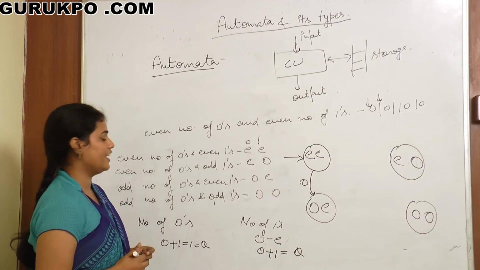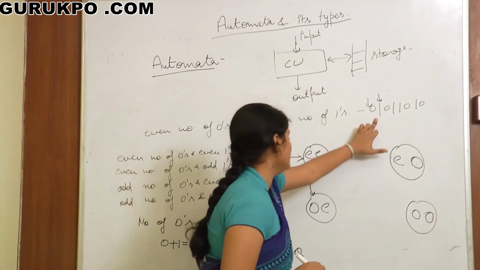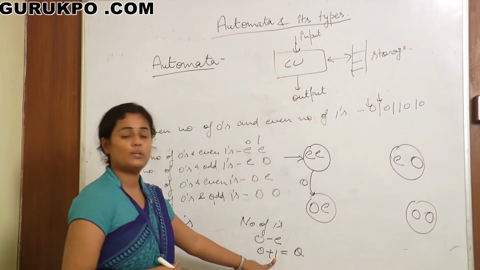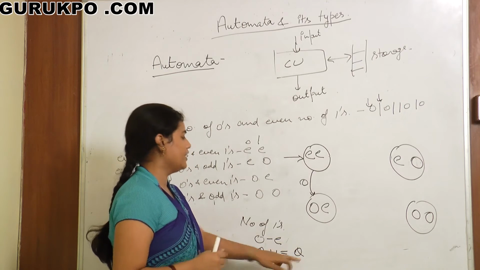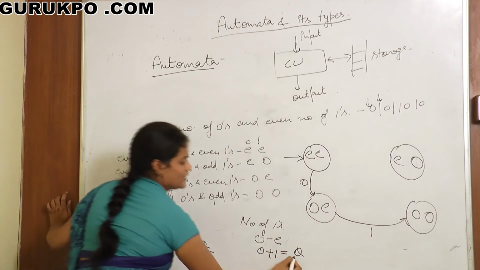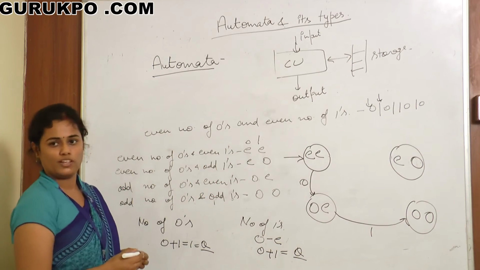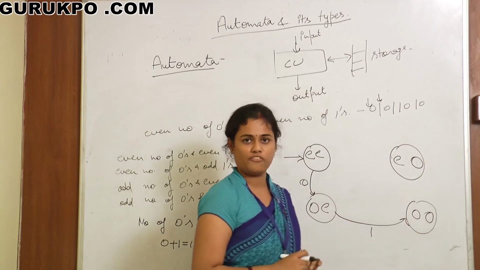Now machine is reading 0. In that case, what will happen? Machine is reading 1. Now we will add 1 to number of ones. Then the number of this will be odd. In this case, machine will reach to odd number of zeros and odd number of ones. Here we have written odd number of zeros and odd number of ones.